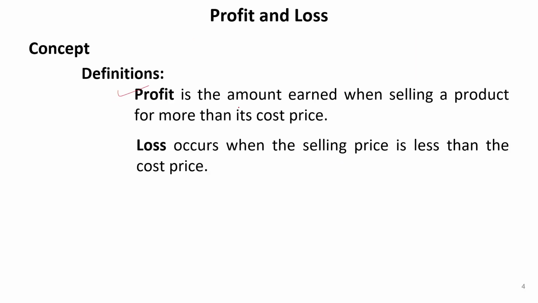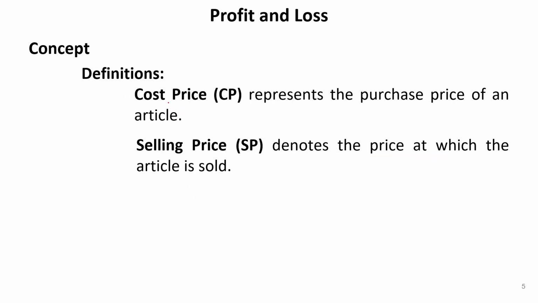The definition of profit is the amount earned when selling a product for more than its cost price, which we have already discussed. Loss occurs when the selling price is less than the cost price. Cost price represents the purchase price of an article or item, and selling price denotes the price at which the article is sold.